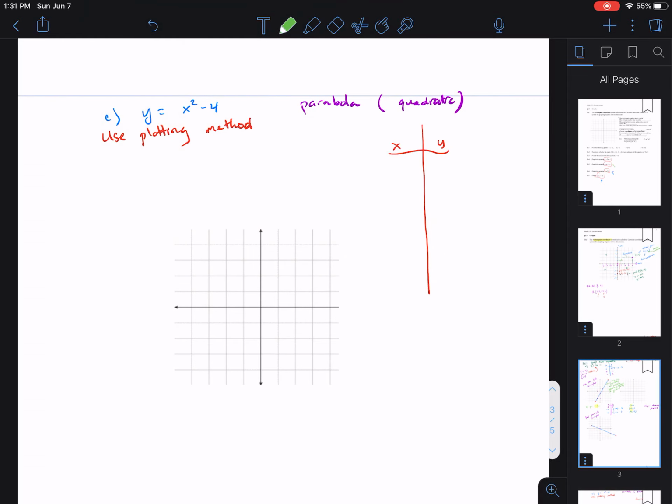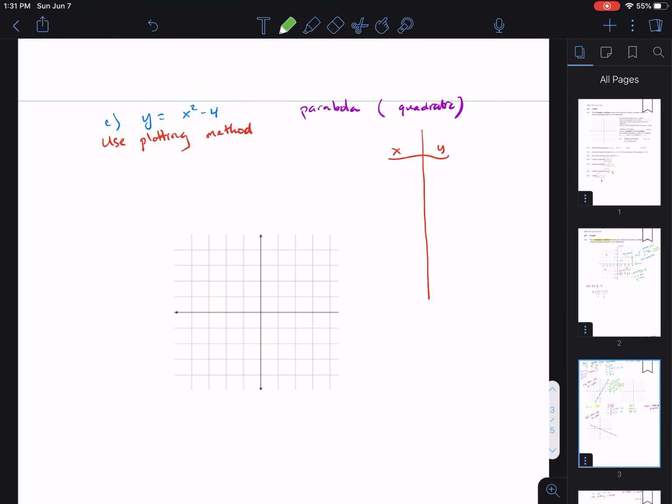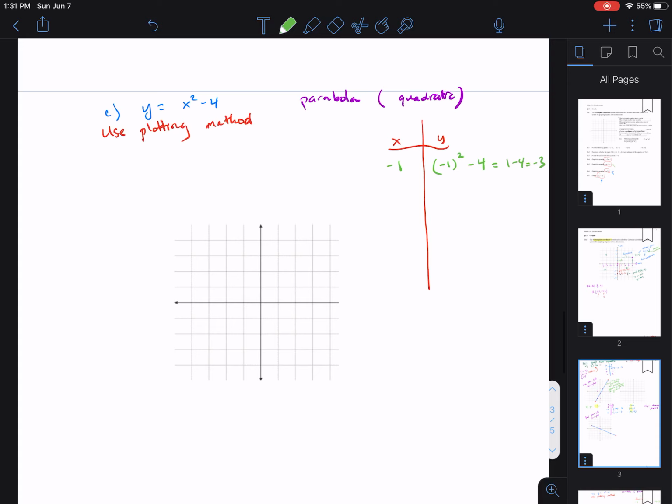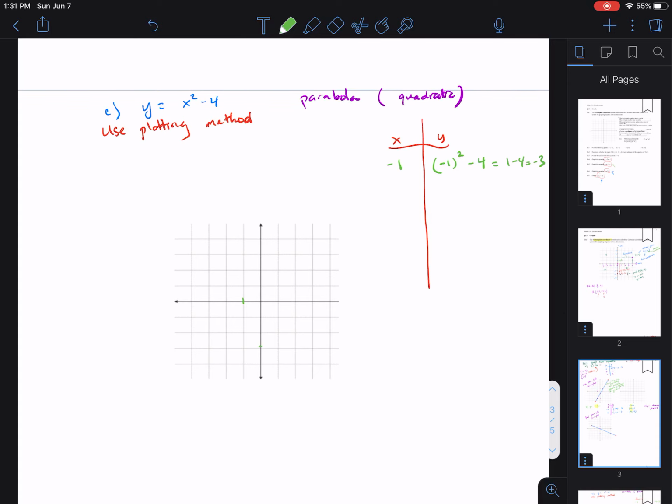So we pick an x to get a y. Let's say I pick x of -1, then I plug that into the equation. So -1 squared minus 4. That's 1 minus 4, which is -3. So here it is, I got my first point: -1, -3.